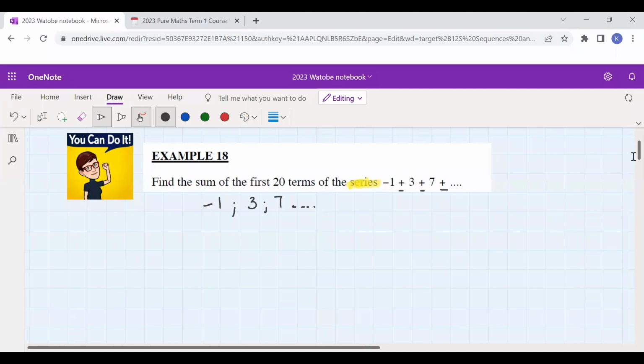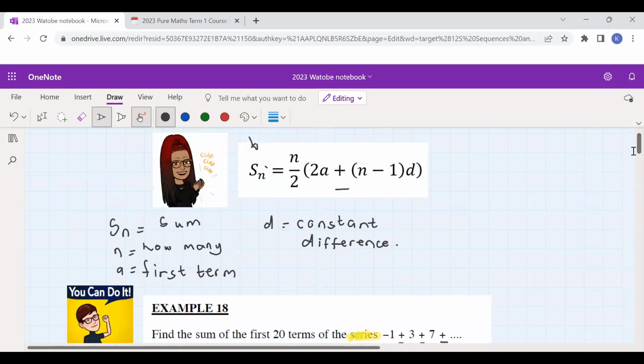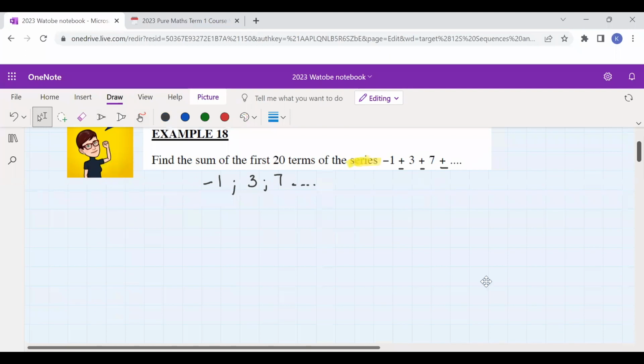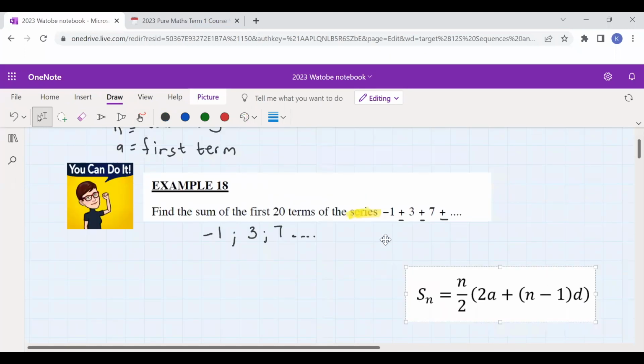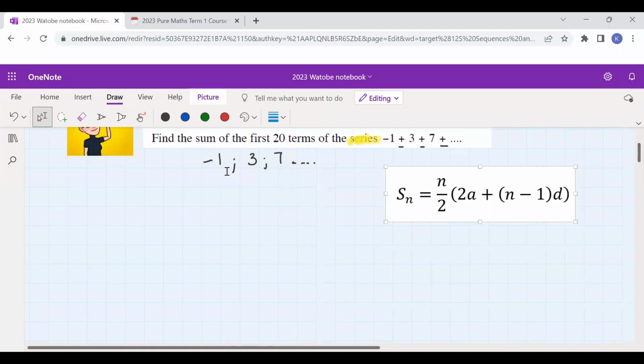So I'm going to give you a few seconds to copy down this formula so that we can work with it. I can actually just move it down. We don't have to go through all of that. Move it down so we can work with it nicely. Okay, there we go. So let's find the sum of the first 20 terms of the series on the screen right now. This is an example, so I'll be doing it with you.